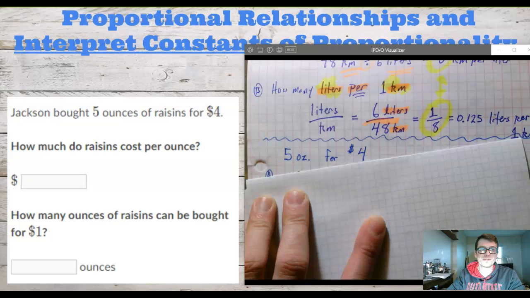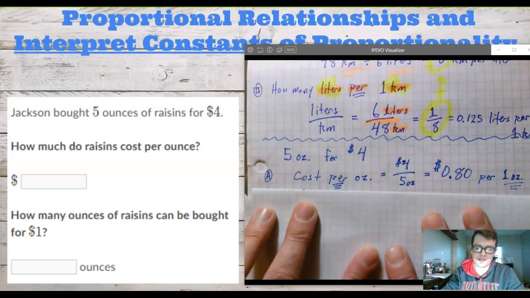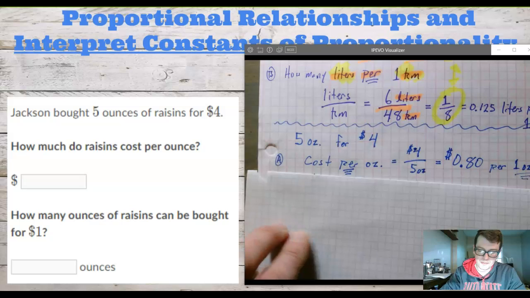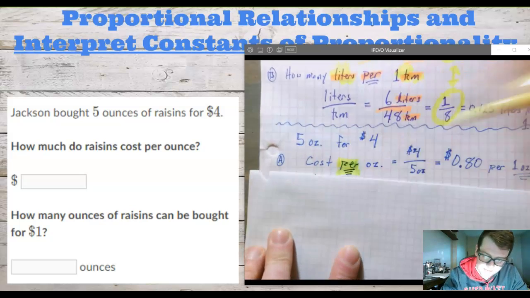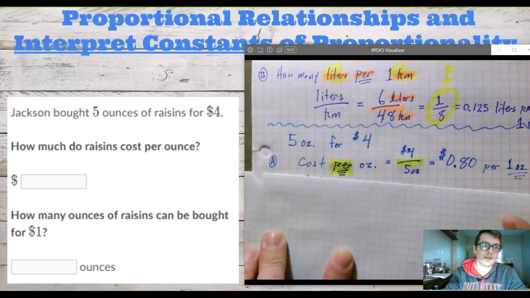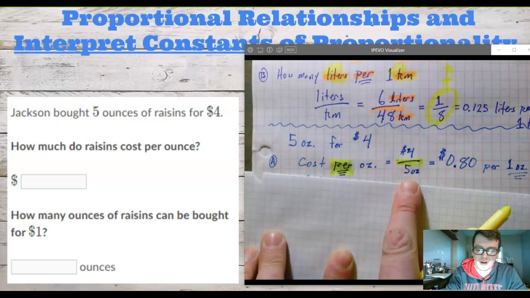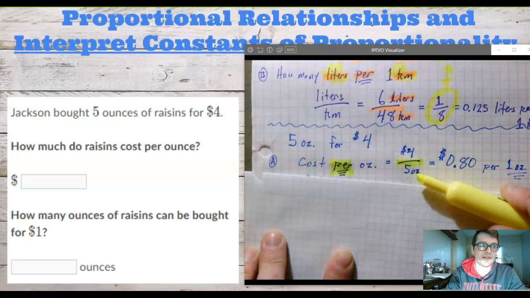A lot of you guys are falling in the trap door. Careful, careful, careful. Check your footing. Guys, when we're asking for dollars per ounce, the cost per ounce, per tells us the division, and it tells us the order to do it in. So cost per ounce is 4 divided by 5.